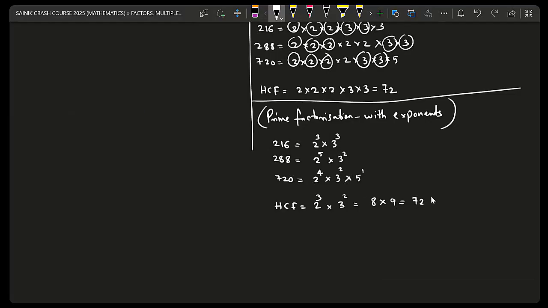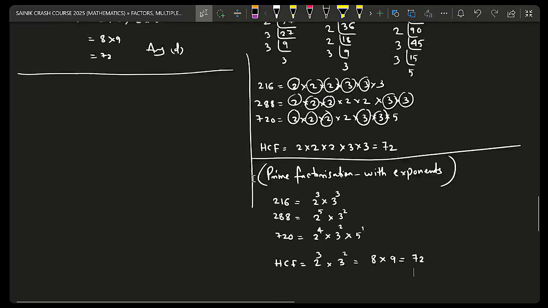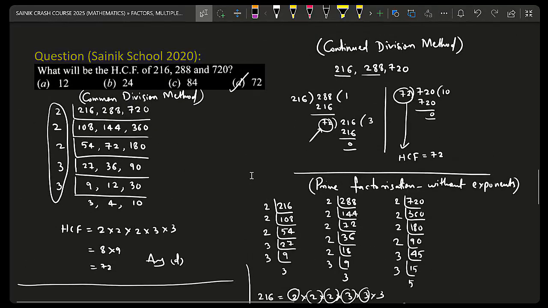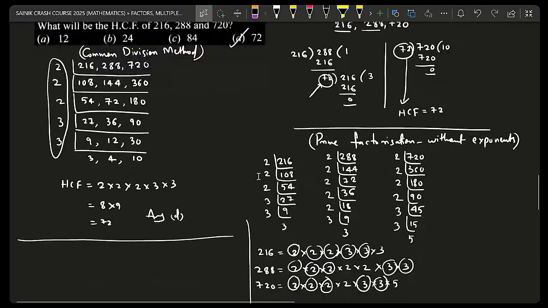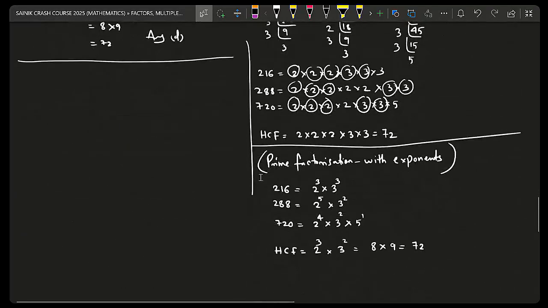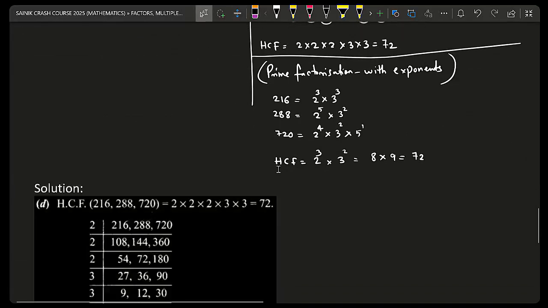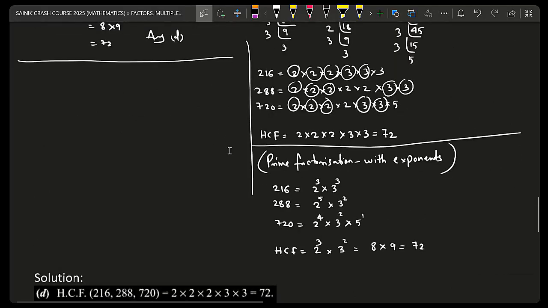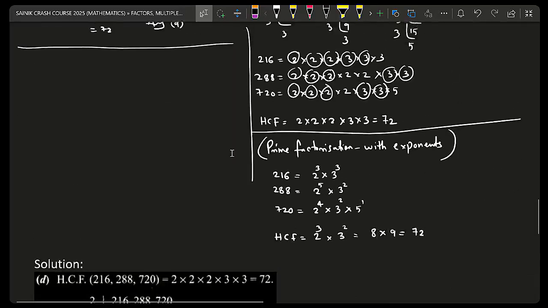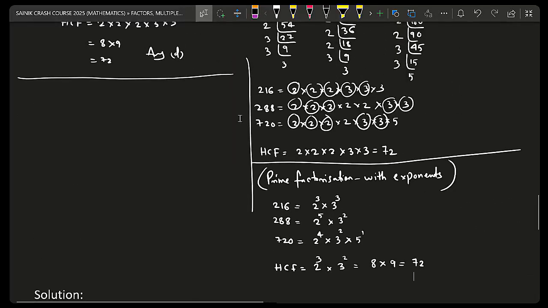As you can see, students, any method you apply, you get the same answer. For the same question, finding the HCF of 3 numbers, we did the common division method, the continued division method, and prime factorization without exponents and with exponents. Every method gave us the same answer. This is the beauty of mathematics. I hope everybody copied, and shall we move to the next question? Okay, I'm waiting on the screen so that everybody can copy this.